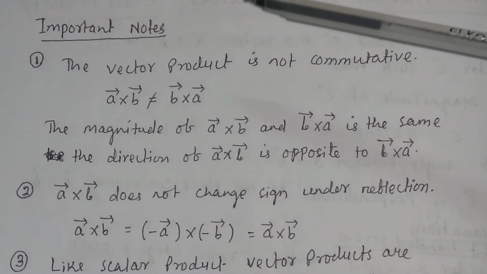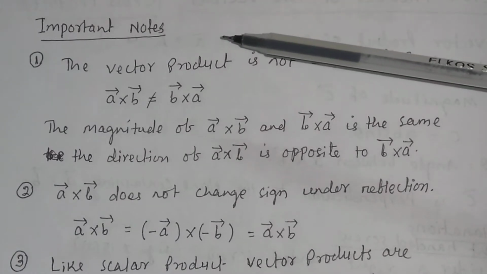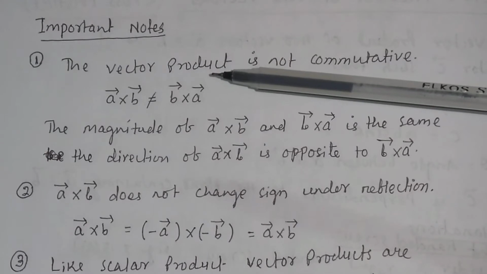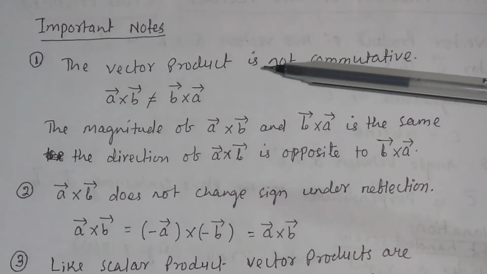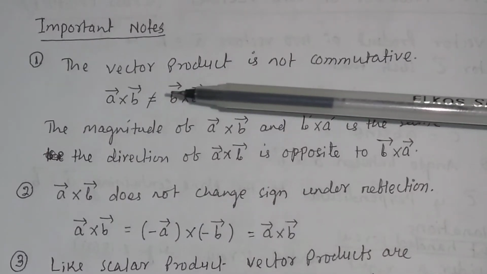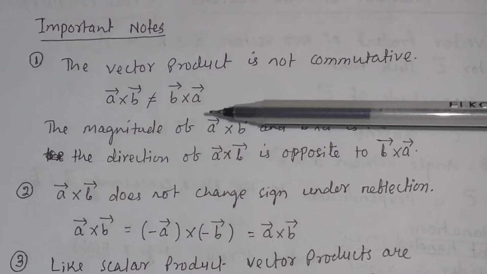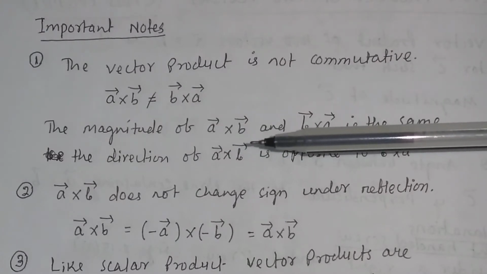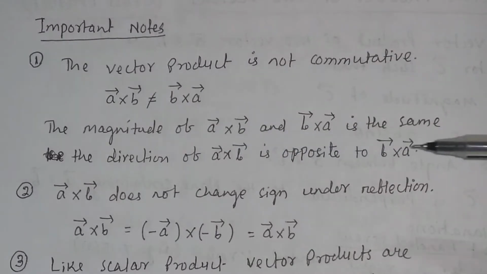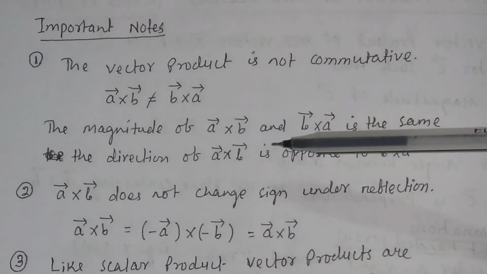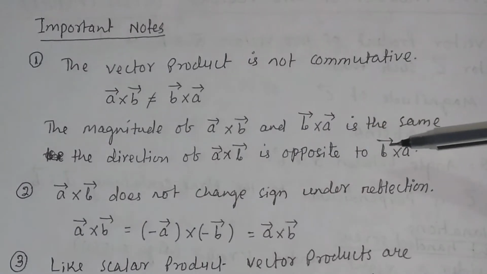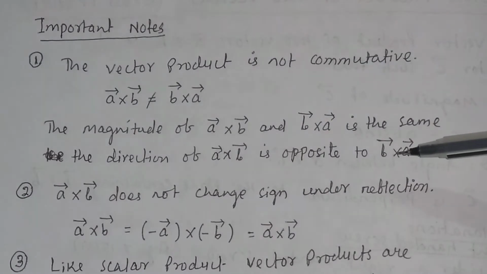Now you have to remember some important notes on the cross product of two vectors. The vector product or cross product is not commutative. That is, A cross B is not equal to B cross A. The magnitude of A cross B and B cross A is the same, but the direction of A cross B is opposite to the direction of B cross A.